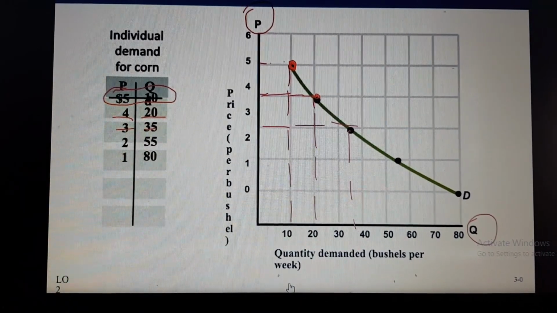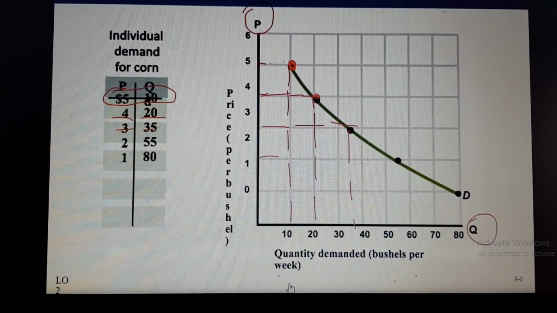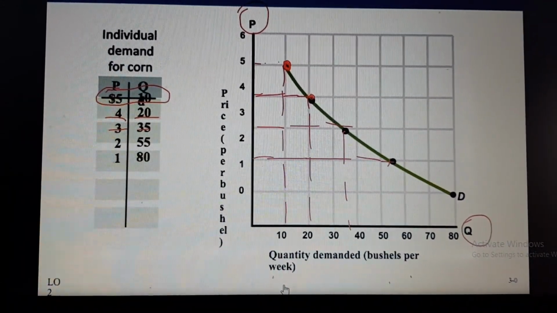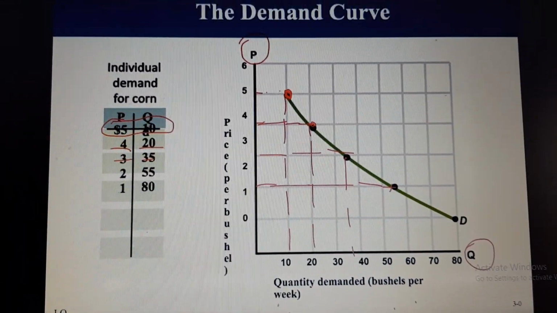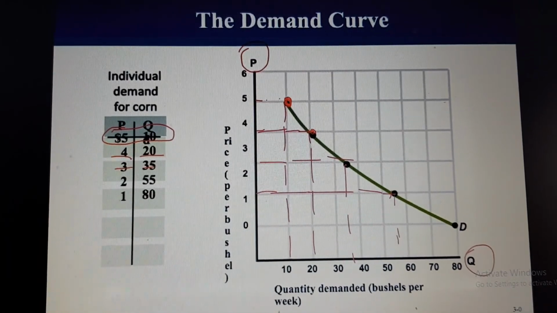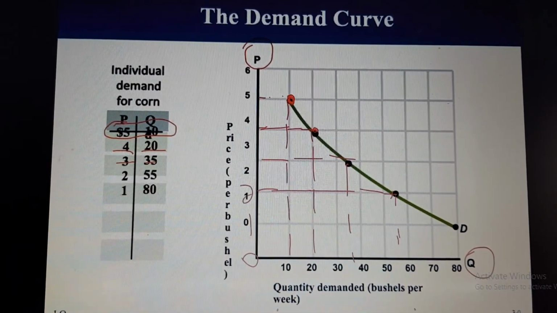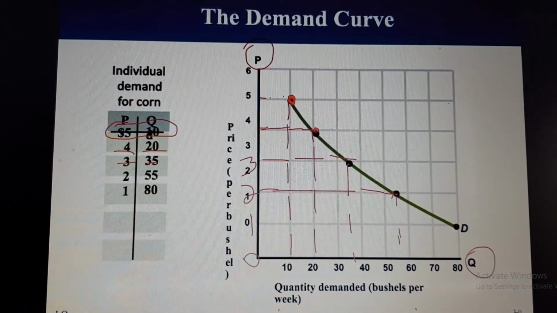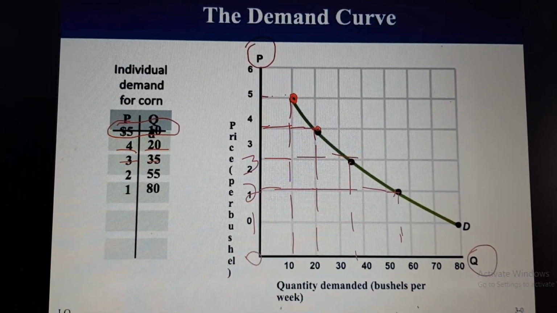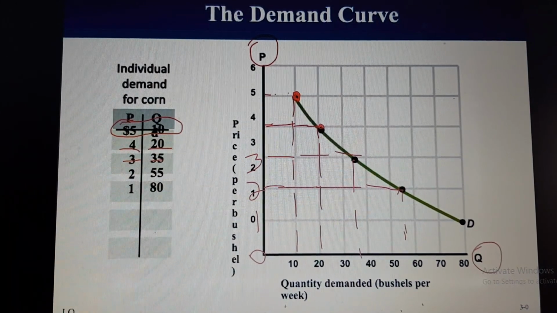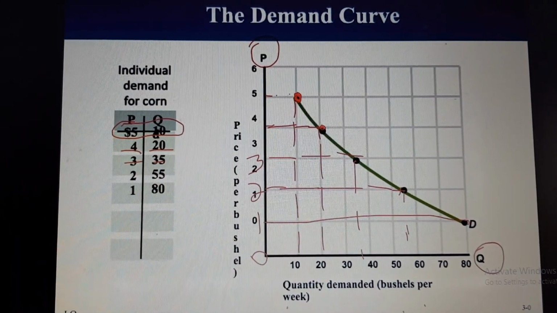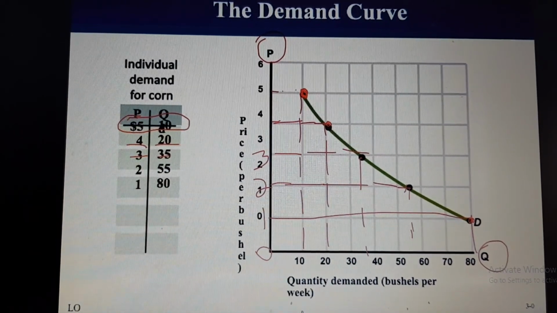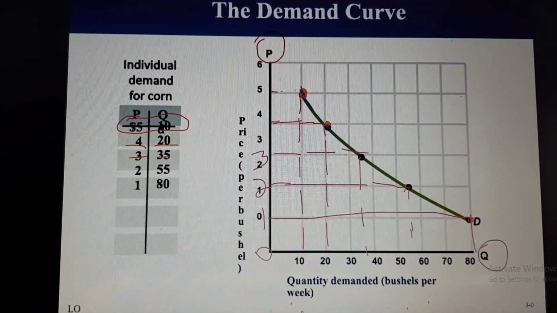And so on. At $2, I demand 55. And I'm sorry, this graph is a little off over here. This should be 0, 1, 2, 3, and then this catches up 4, 5, 6. Okay, and at 1, I demand 80 bushels of corn. So I have my points, and then I connect them with a line.